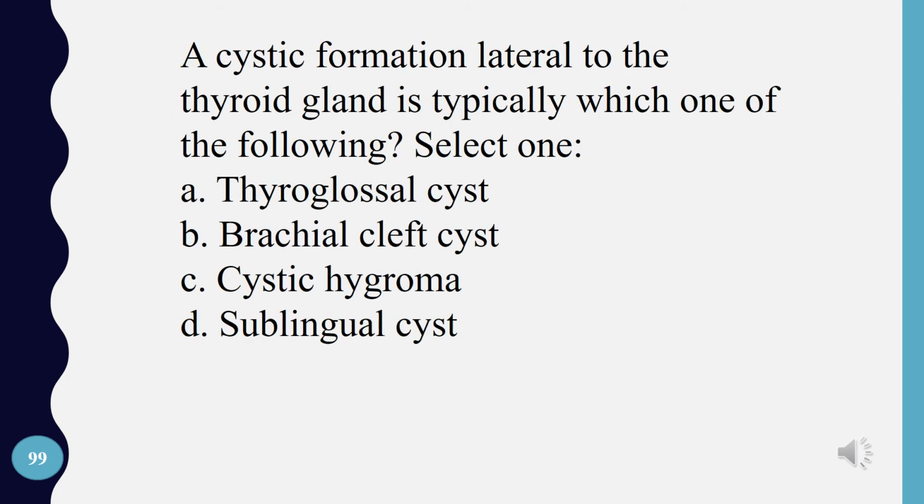A cystic formation lateral to the thyroid gland is typically which one of the following? A. Thyroglossal cyst. B. Brachial cleft cyst. C. Cystic hygroma. D. Sublingual cyst. The answer is B. Brachial cleft cyst.